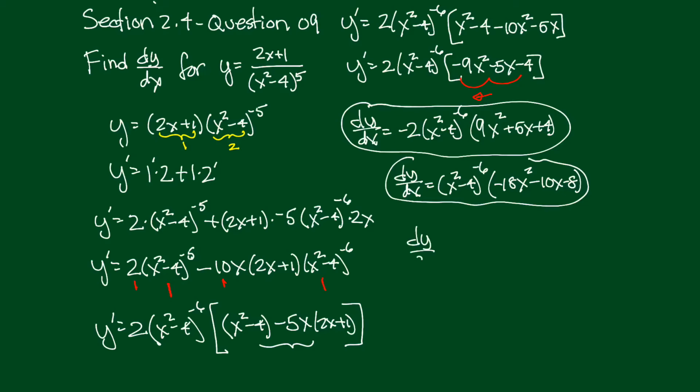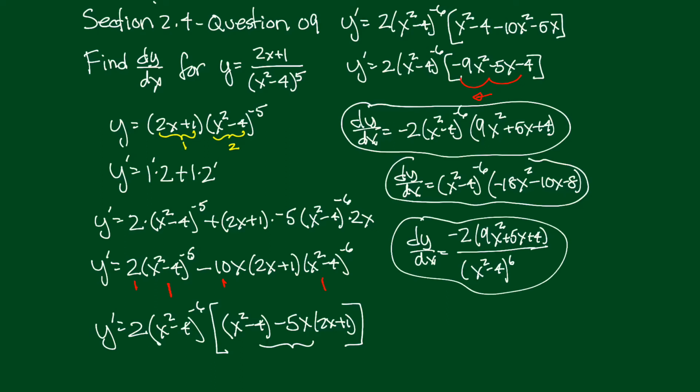dy dx is, if you drop that down, you're going to have an x squared minus 4 to the positive 6. And what's left in the top then is negative 2 times the quantity, 9x squared plus 5x plus 4. Okay, so that would work too. Actually, I think that's the preferable form. But, you know, when you put things into the computer, it might see something one way and not see it in another way. So any one of these three, I think, is good.